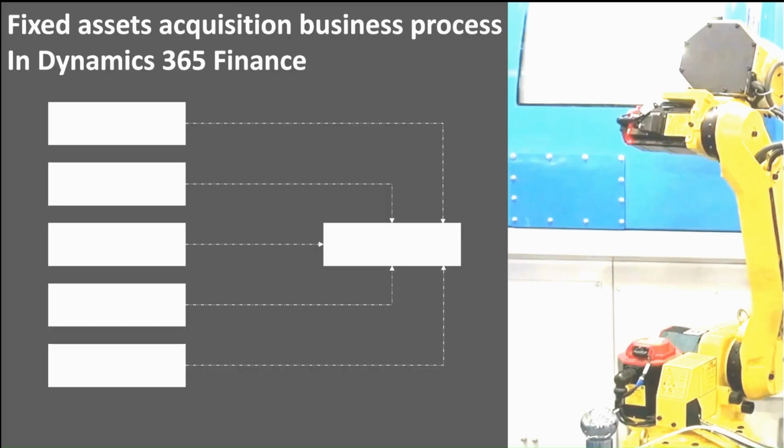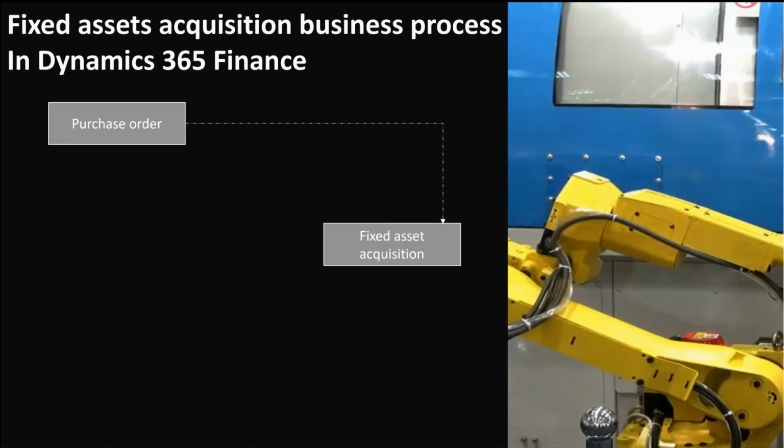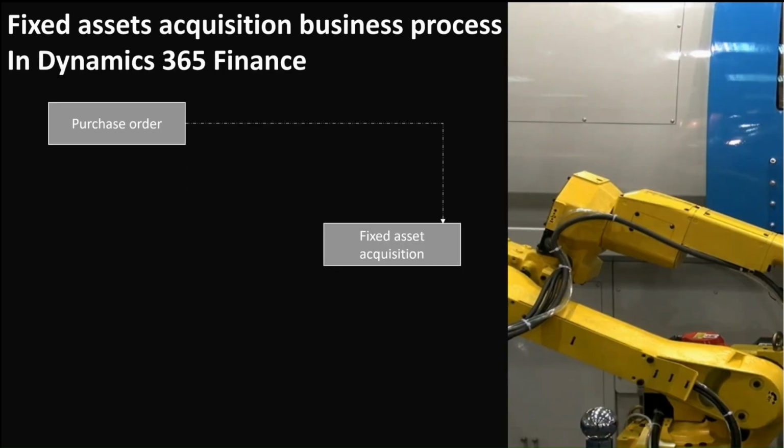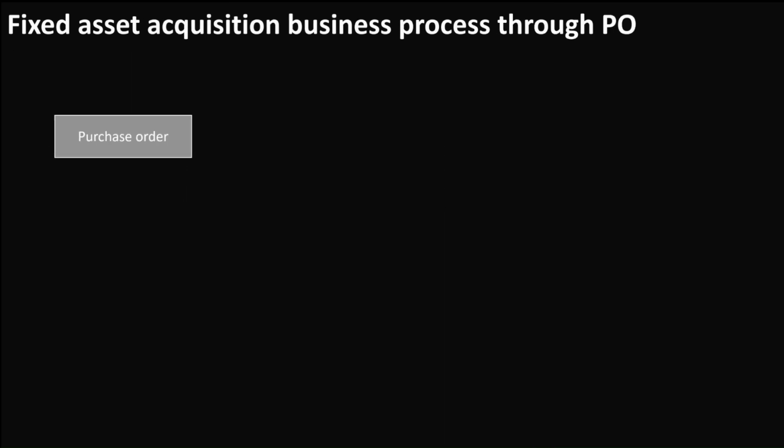Now, let's dive into the process of acquiring fixed asset through purchase order. The business process commences with the initiation of a purchase order. It is essential to specify whether you want to create a new fixed asset through the purchase order procedure or select an existing fixed asset.